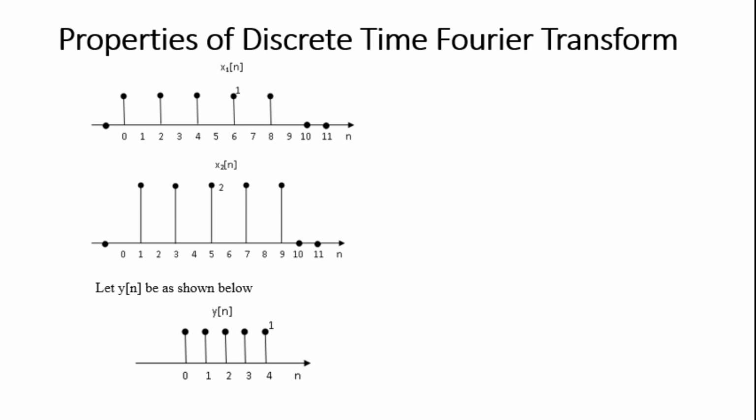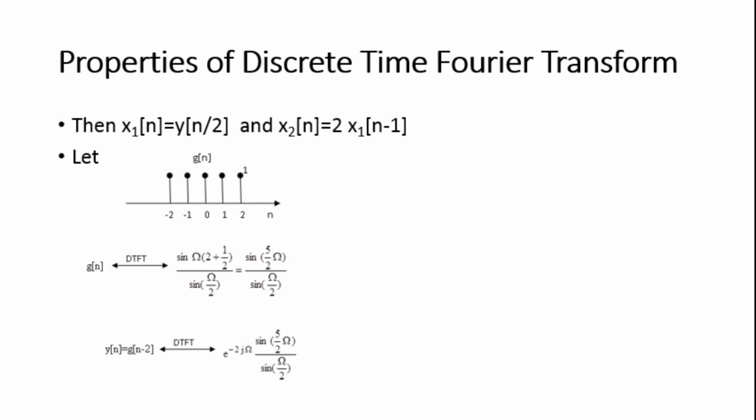Let y of n be as shown, its amplitude will be 1. Then x1 of n is equal to y of n by 2 and x2 of n is equal to 2 into x1 of n minus 1. Let g of n be given with amplitude of the signal being 1.